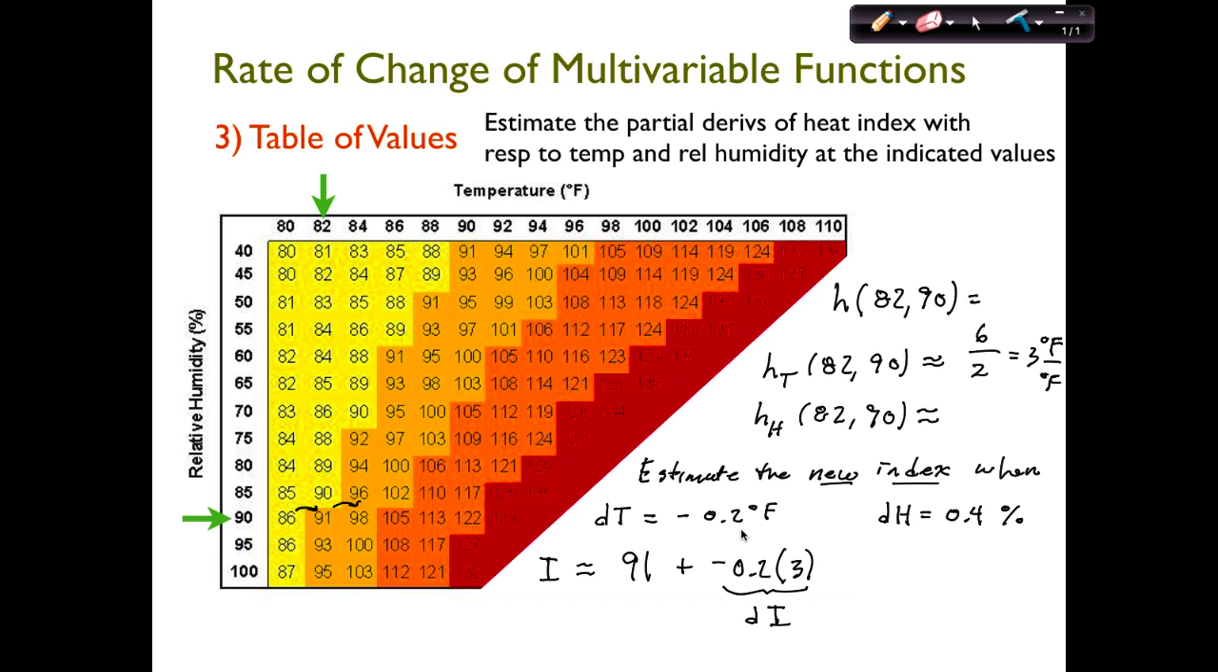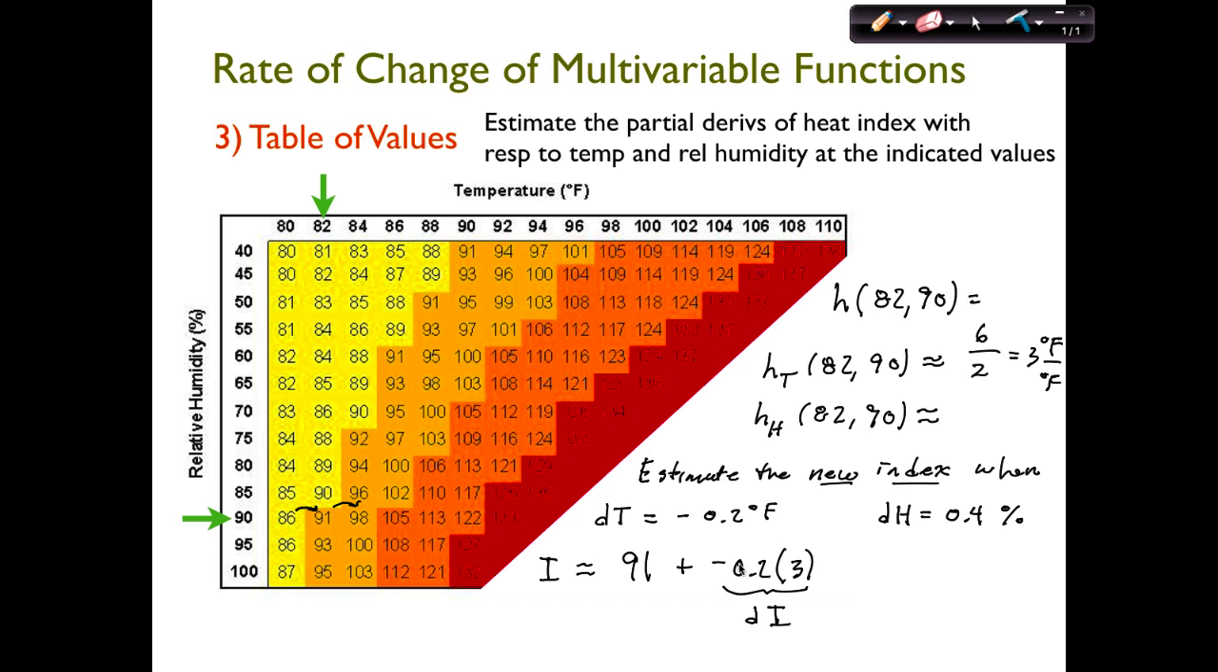But given any change in temperature, what's true? Given any change in temperature, the change in the index is 3 times the change. Right, the change in index is going to be 3 times the rate times the given change in temperature.